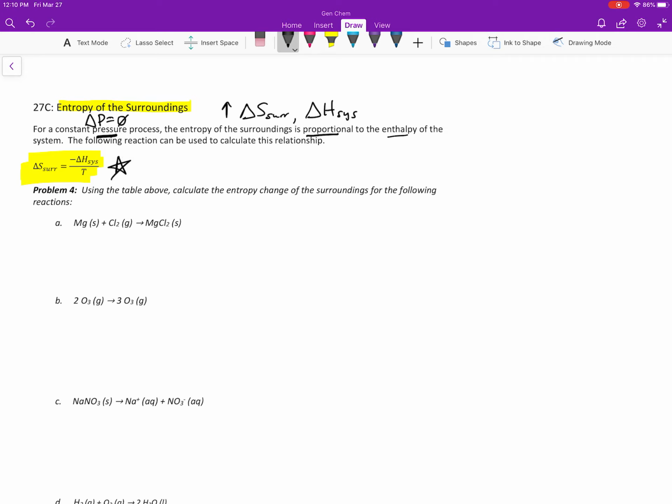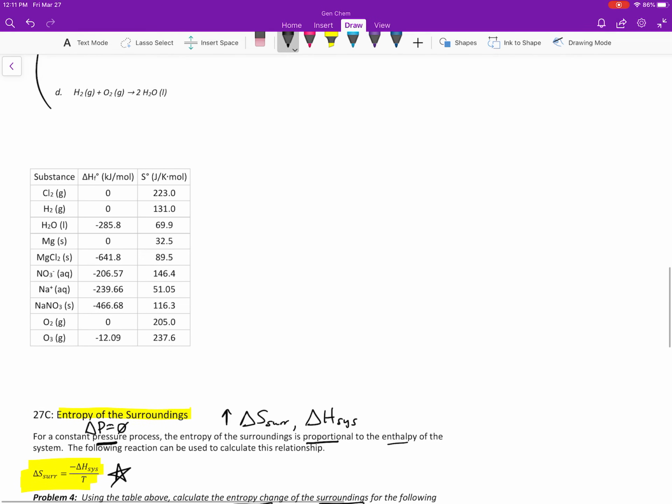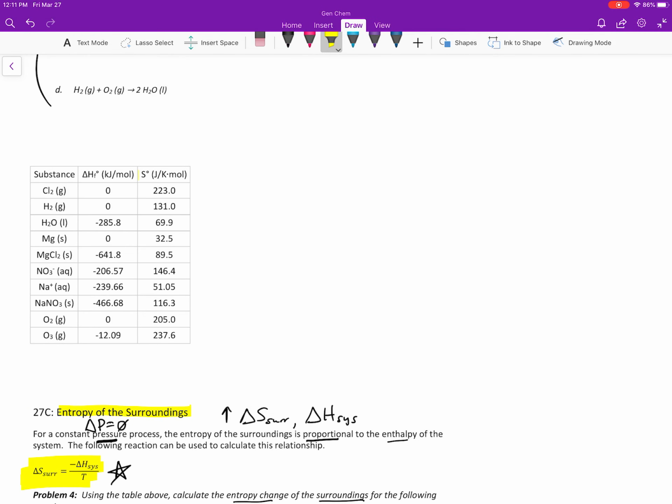So it says, using the table above, calculate the entropy change of the surroundings for the following reactions. So remember, we can't necessarily calculate something about our surroundings, but if we know enough about our system, we can understand our surroundings. And in this case, we have to know what the enthalpy of our system is, because that's all we can directly measure. So now we're going to go up, and we're going to look in the second column, the column we didn't use. So we used that one for this, and we're going to use this column for down here.